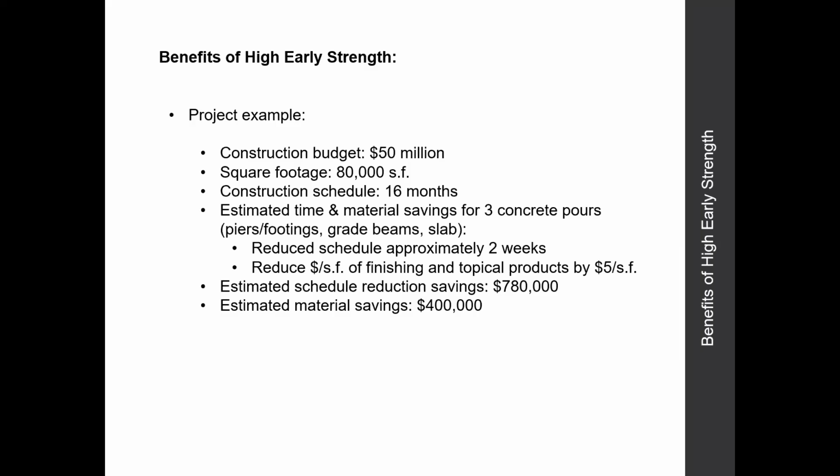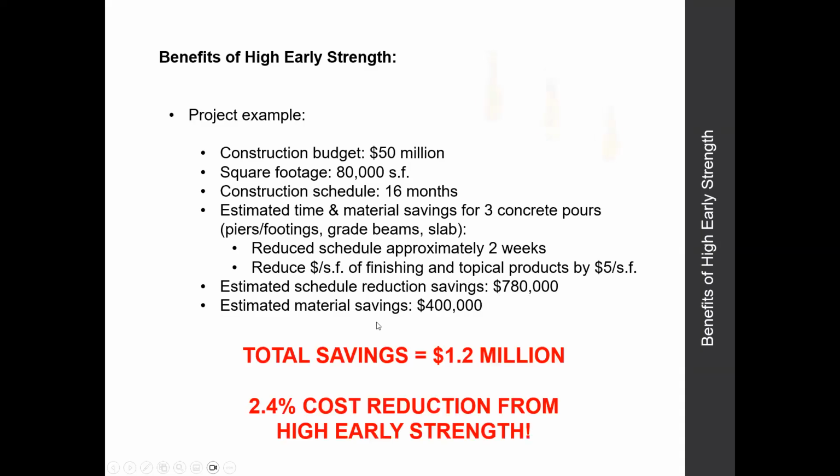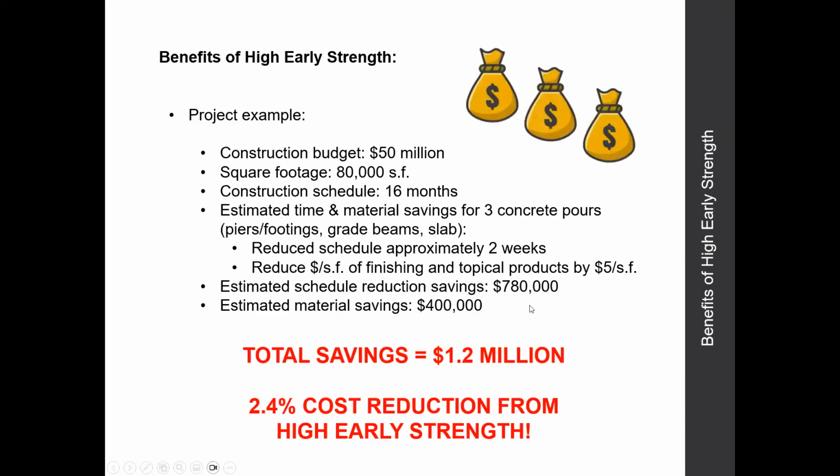Reduced dollars per square foot of finishing and topical products: save $5 per square foot. It's a conservative estimate. I think with the things Chris talked about earlier, it could actually be significantly higher than that, but we took a conservative number. So the estimated schedule reduction savings is $780,000, and the estimated material savings for this example was $400,000. That's a savings of $1.2 million. That's a 2.4% cost reduction just coming from high early strength concrete and the benchmarks we talked about earlier.